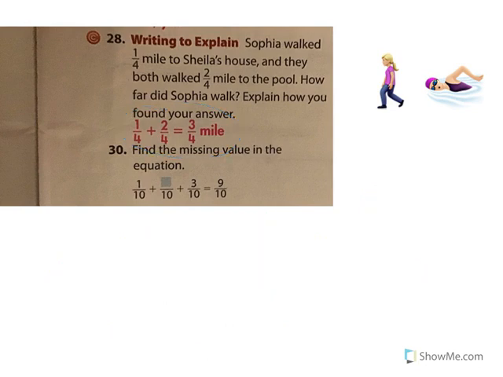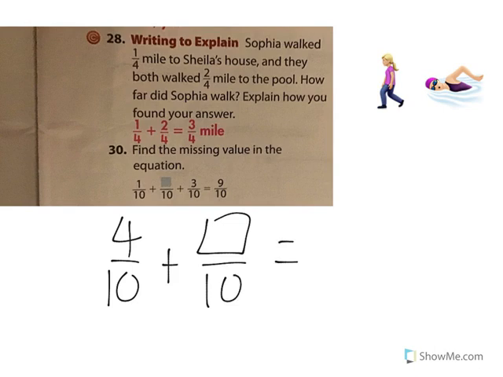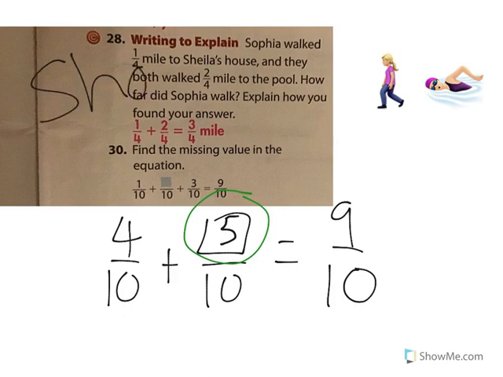So let me redraw that. 4 over 10 plus blank over 10 gives us 9/10. Now if we know our addition, we know that 4 plus blank equals 9, so we know 4 plus 5 would equal 9. So our missing number would be 5. Make sure when we're doing these problems, like I said before, read them carefully. We show our work. I'm going to write this across the screen.